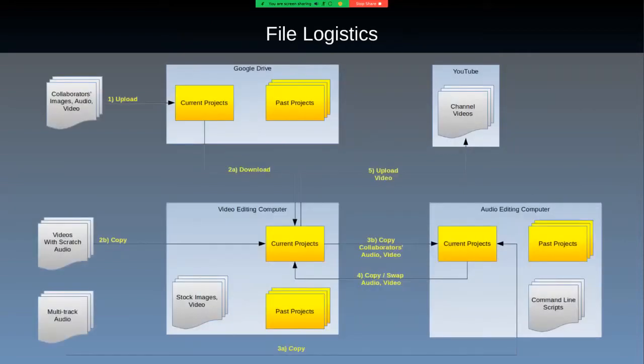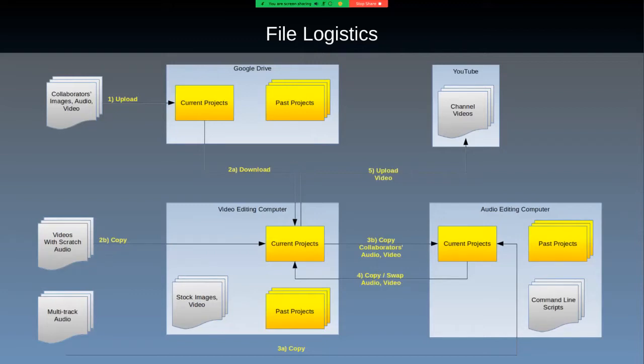And to poke at this a little bit, this is sort of the file logistics of everything. In the upper left, you can see collaborators, people who are contributing stuff to us. Mostly people are just using their phones and recording and uploading stuff. Sometimes we get audio, images, video. They put it in Google Drive. Down at the 2B where we're copying files in, that's typically stuff I've recorded myself with our cameras. We have a few cameras and we have a multi-track recorder. Usually that's stuff that's happening in the church sanctuary, just things that we've recorded and need to process.